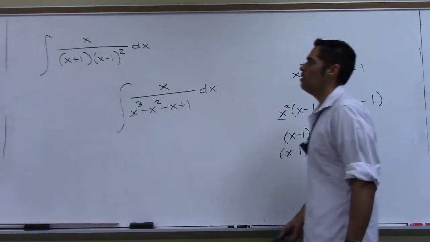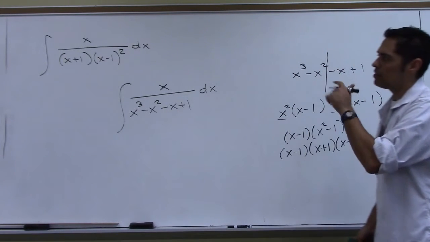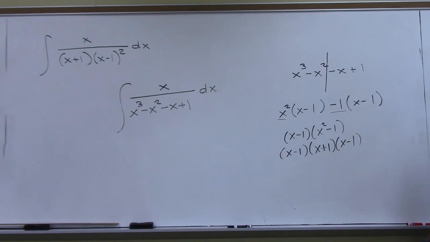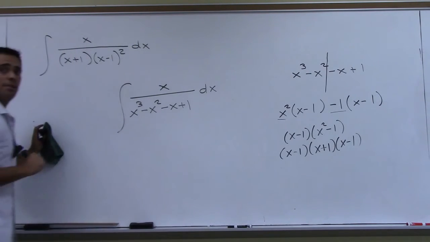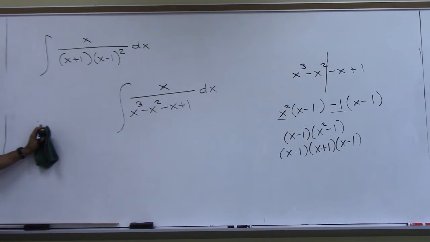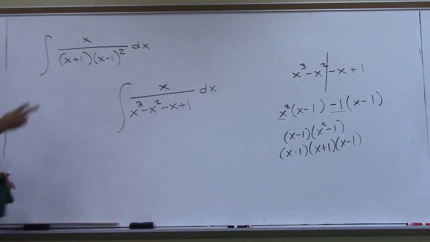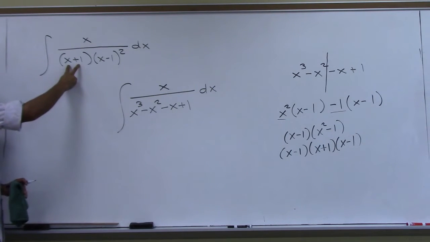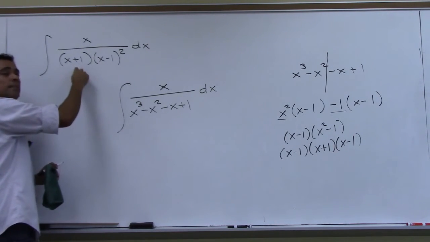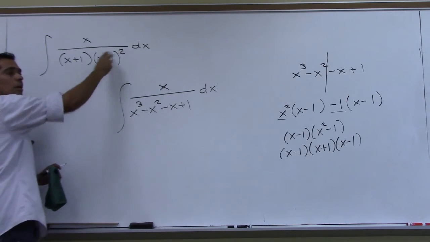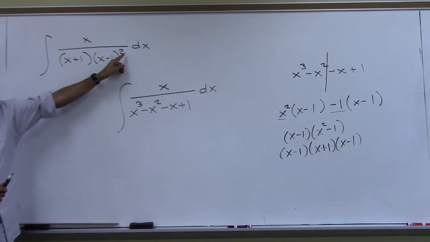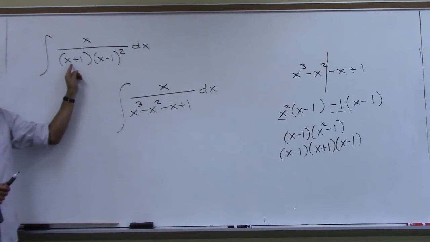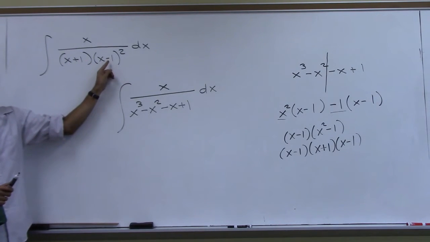U sub probably won't work here, only because one on the bottom is x plus 1, the other one's x minus 1. But in the last problem, we had distinct linear factors, didn't we? Do we have distinct linear factors here? Well, x plus 1 is a distinct linear factor, isn't it? x minus 1 is different than x plus 1. It's a linear factor, but it's squared, isn't it? So we call this a repeated linear factor. Distinct linear factor, repeated linear factor.